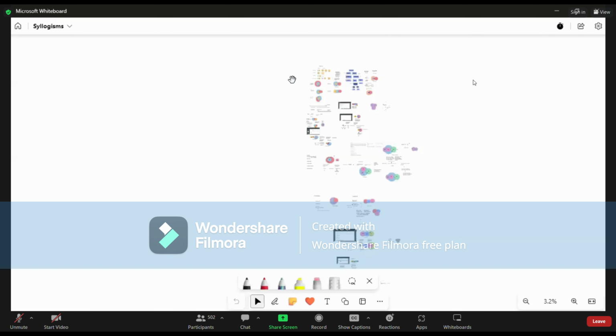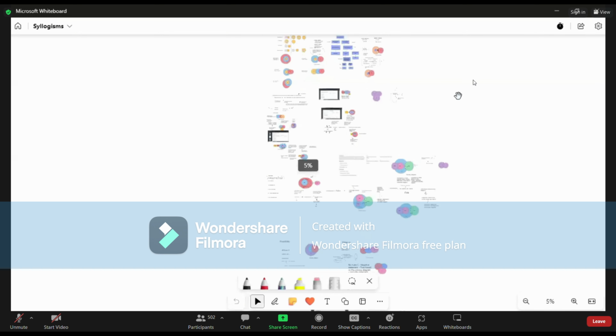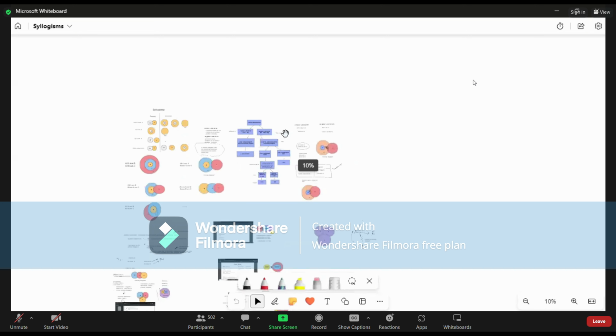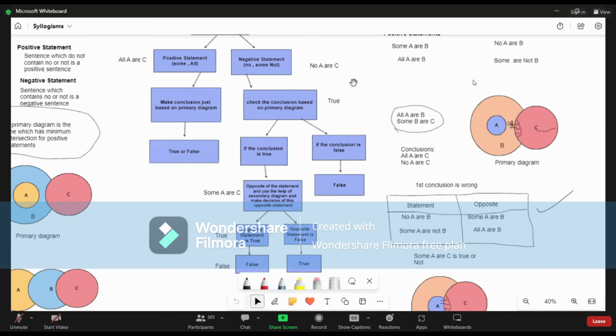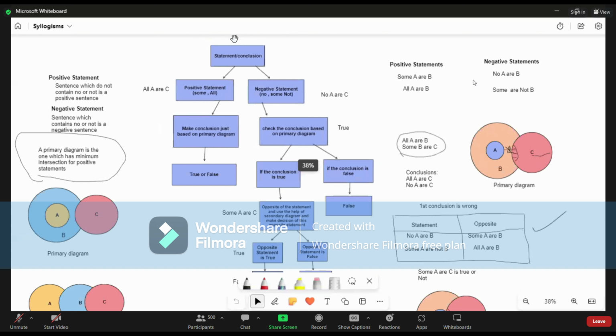Okay, so I'll start discussing this. I'll first show you the flowchart that I have shown you before too. So this is what we have discussed. We'll first come to the statement that is given. We'll first check if the statement is positive or negative. As I have mentioned, a positive statement is the one which does not contain terms like no and not. So it is a positive statement like some A are B and all A are B.